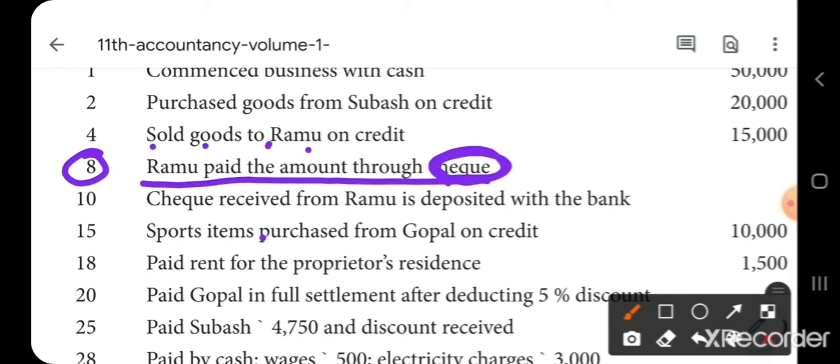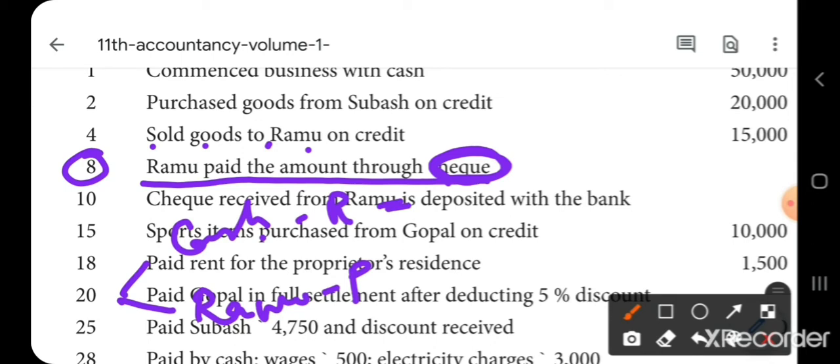So, what are the two accounts involved? Cash account and Ramu's account. Now, cash is a real account. Ramu is a personal account. Now real account, what is the rule? Debit what comes in. Check is coming in, isn't it? So debit cash. And Ramu account, personal, credit the giver. Who is giving the check? Ramu is giving the check, so credit the giver. So cash account debtor to Ramu's account.